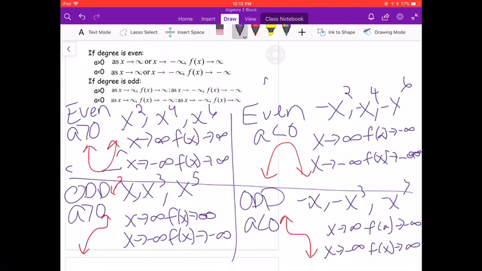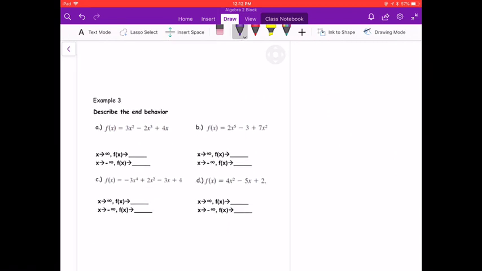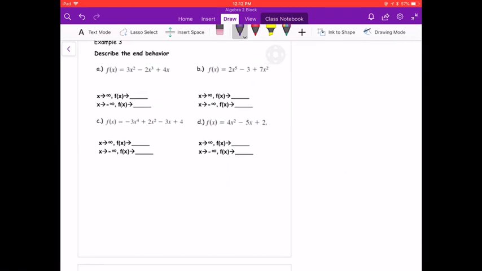So this is a really great table to maybe write out and just have as a guide until you have this down. So pause it here if you need to take some more notes. So just describing the end behavior. Anytime I ask you to describe end behavior, this is what I'm looking for. And you'll have to write this out.